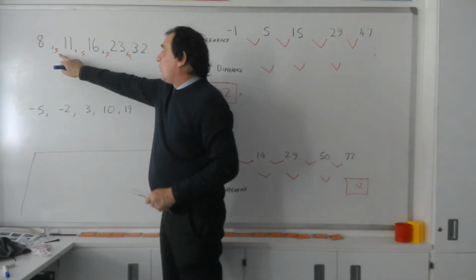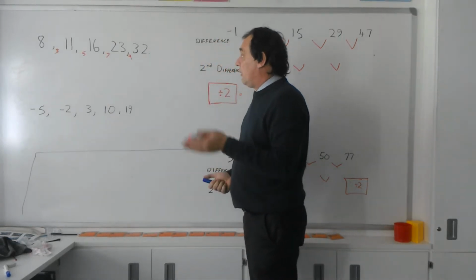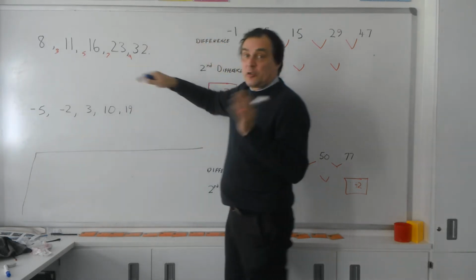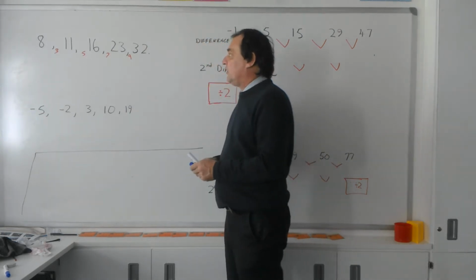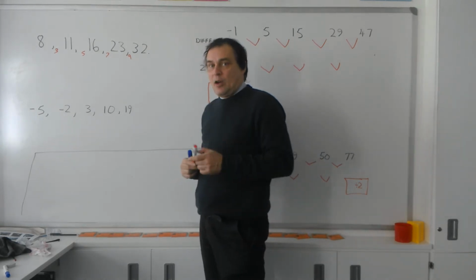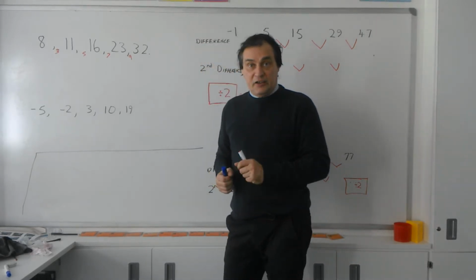So from 8 to 11 we've got a gap of 3, 11 to 16 we've got a gap of 5, 7 and 9 and so on. In other words, the gap isn't 3, 3, 3, 3, 3 like we've had before. That would have been easy to solve. The first thing that I do, if I've got a gap going up, that tells me it's going to have an n squared in it.